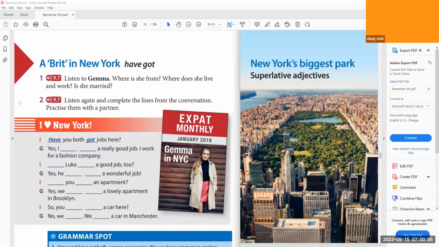Okay, try again. They don't say I have a car, they say I've got a car. And when they want to say no, they say I haven't got a car. And when they want to make a question, then bring that have before the subject. Have you got a car? So this is British spoken English.